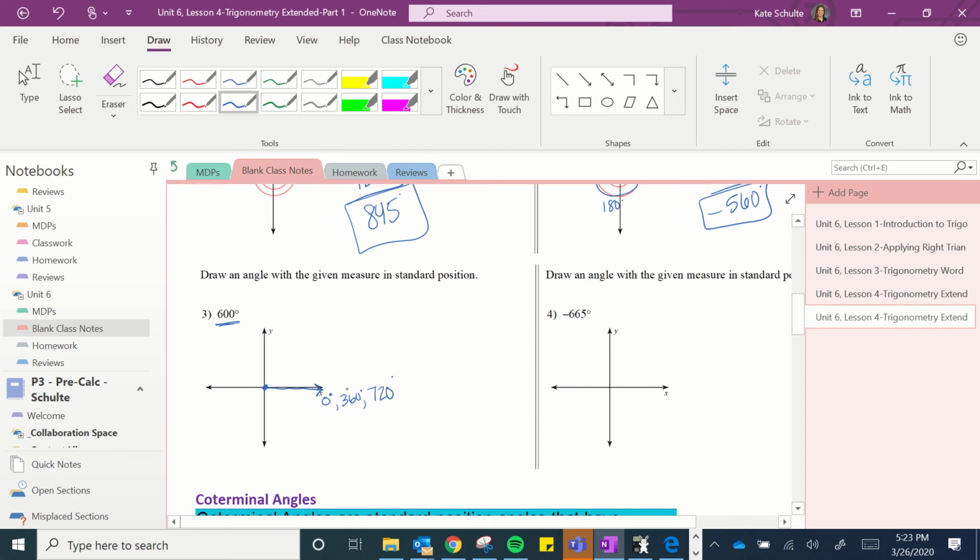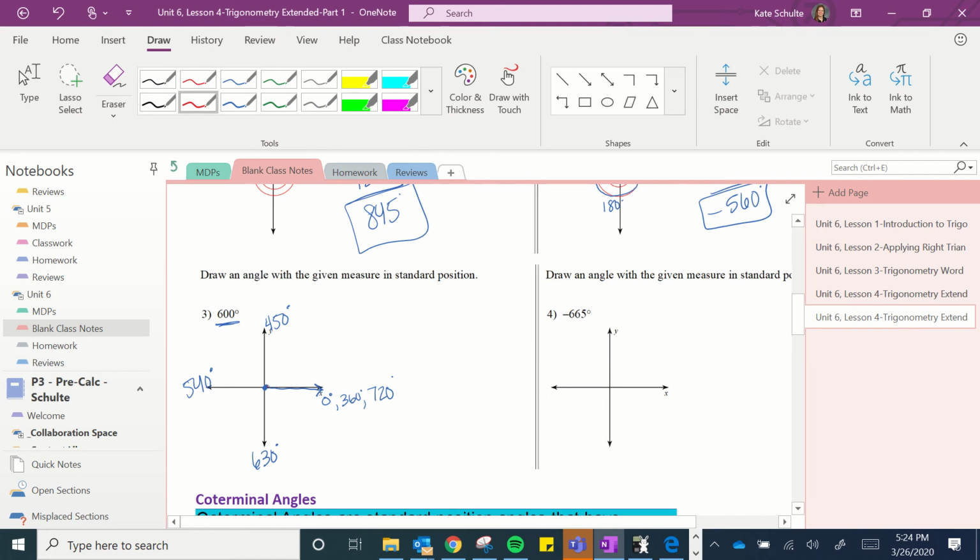So after 360, I kind of got to place, okay, now what are the quadrantals after 360? So we know 360 plus 90 is 450. 450 plus 90 is 540. 540 plus 90 is 630. And then 630 plus 90 is 720. So these are our new quadrantals here. So now I can kind of say, okay, 600, well, I know that's in between 540 and 630.